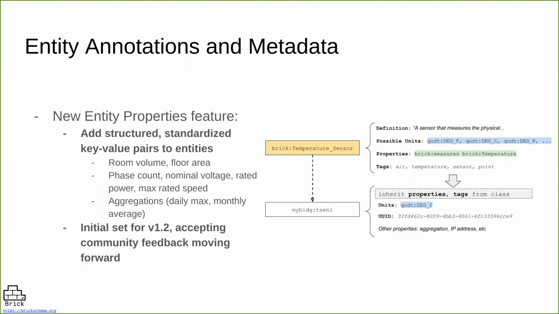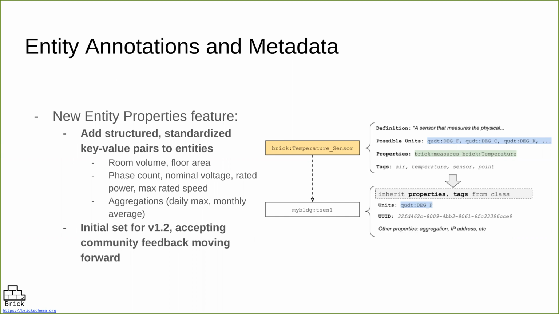The other feature, which we're very happy about, is the entity properties feature. Essentially what this is, is structured and standardized key value pairs for entities. Not all metadata can be represented as a class, and so Brick will soon have the ability to capture things like room volume, floor area, electrical characteristics like phase count, nominal voltage, and rated power, other equipment nameplate characteristics such as max rated speed, and lastly, things like aggregations, like how is this particular point aggregated? Is it a daily max? Is it a monthly average? Is it an hourly sum? And so on. And so we've been working on an initial set of these for version 1.2, and we're definitely accepting community feedback and extensions for the kinds of properties that people would like to add to Brick moving forward.